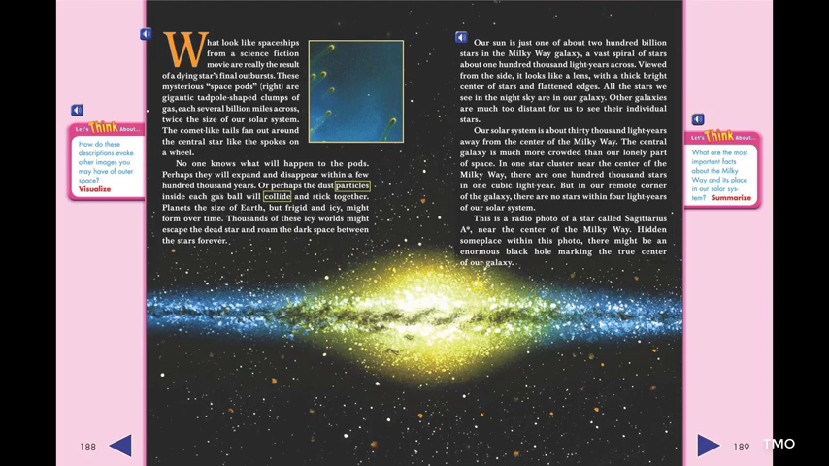The central galaxy is much more crowded than our lonely part of space. In one star cluster, near the center of the Milky Way, there are 100,000 stars in one cubic light-year. But in our remote corner of the galaxy, there are no stars within 4 light-years of our solar system. This is a radio photo of a star called Sagittarius A, near the center of the Milky Way. Hidden someplace within this photo, there might be an enormous black hole marking the true center of our galaxy.